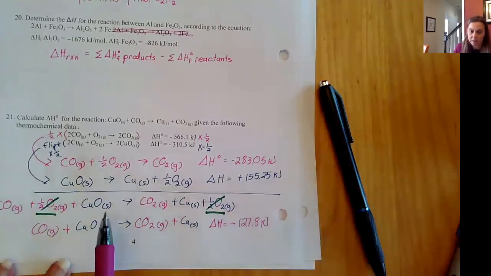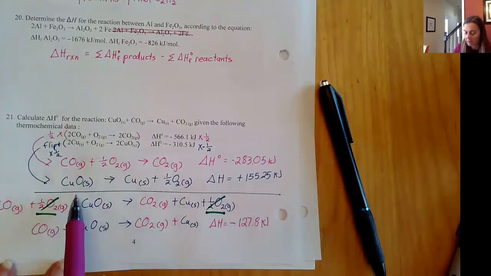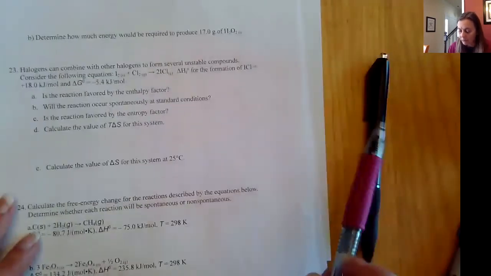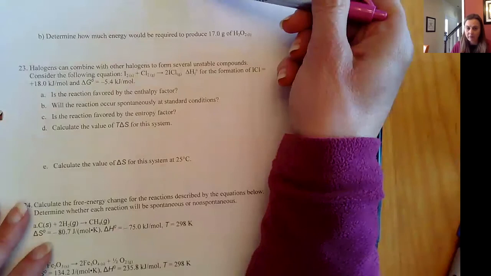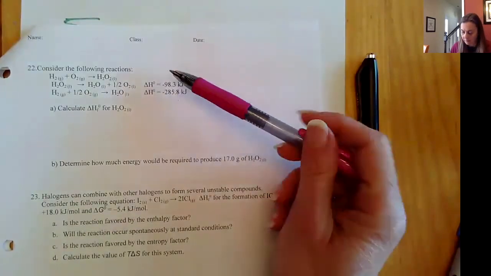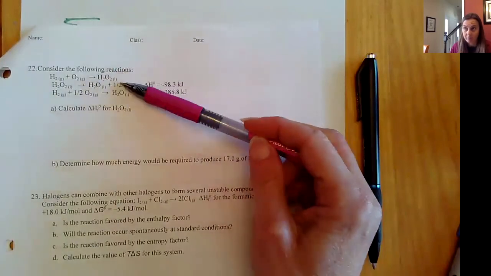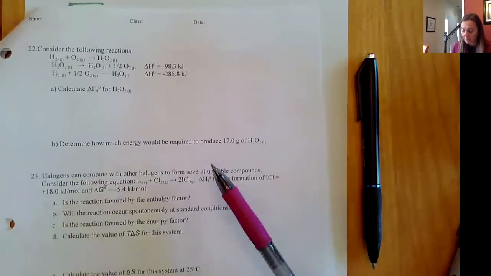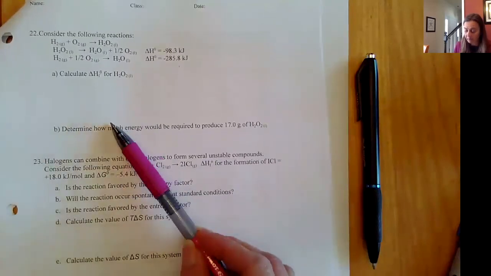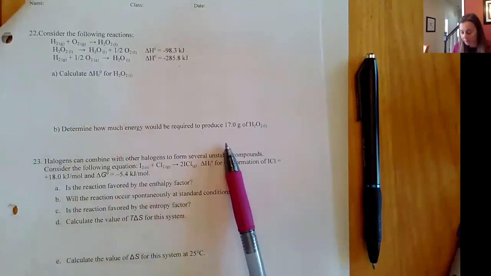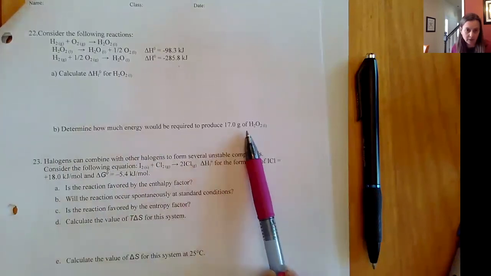So always just manipulating those equations and then adding up the delta H values. And we'll do the same process here for the synthesis of hydrogen peroxide. And then we'll take that information and we'll use it in a stoichiometry problem to figure out how much energy would be required to produce 17 grams of hydrogen peroxide.